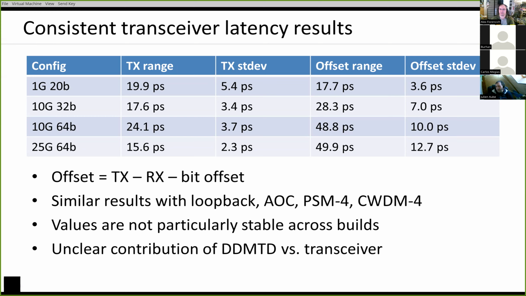Basically, what these represent is we take the measurement, or what we get out of the TX side DDMTD, and the output of the RX side DDMTD. We take the difference between those, and then we also subtract off the bit offset, which I have a little bit of additional logic to figure out.